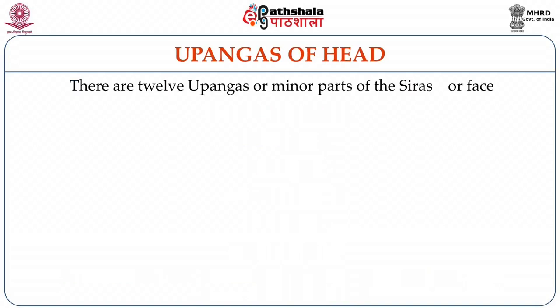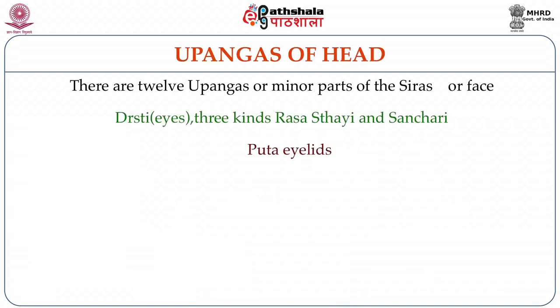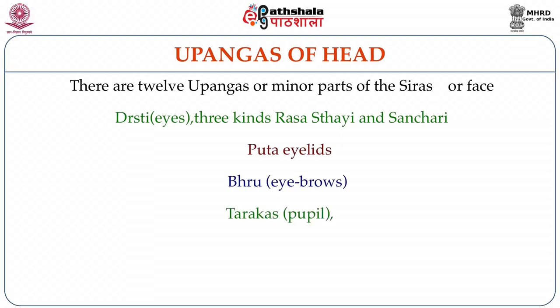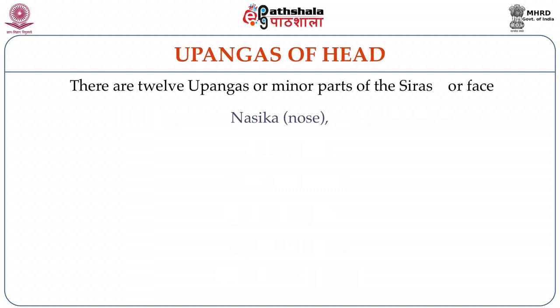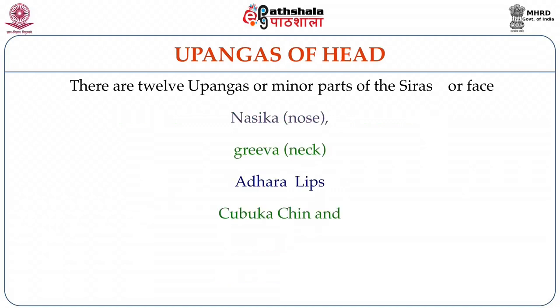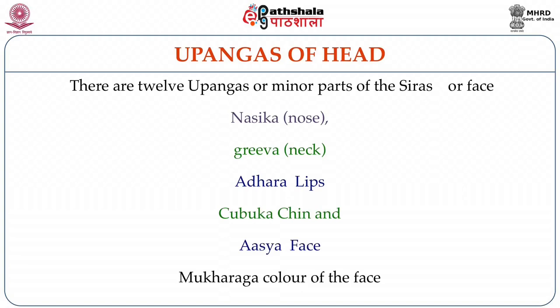And Upangas of the head. There are 12 Upangas, the main parts of the Shiras, the face: Drushti, Puta, Bhru, Taraka, Ganda, Darshana, Nasika, Griva, Adhara, Chibuka, Asya and Mukharaga, the color of the face.